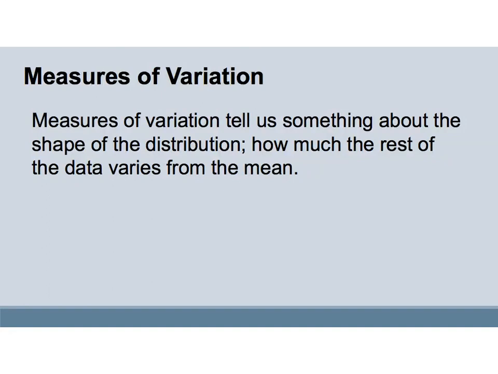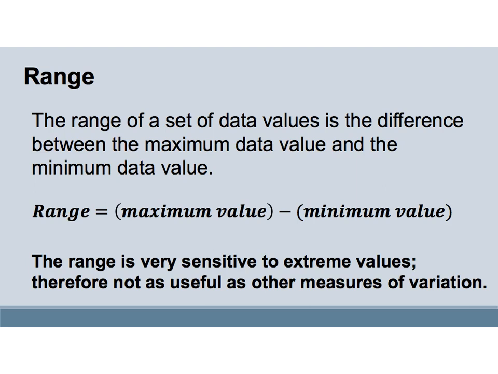Measures of variation tell us about the shape of the distribution, how the rest of the data varies from the mean or the measure of center. The most basic measure of variation is the range. The range is just the maximum value minus the minimum value. Again, because we're using maximum and minimums, it's very sensitive to outliers, so it's not extremely reliable, but it does give us an overall feel for how far our data is distributed.